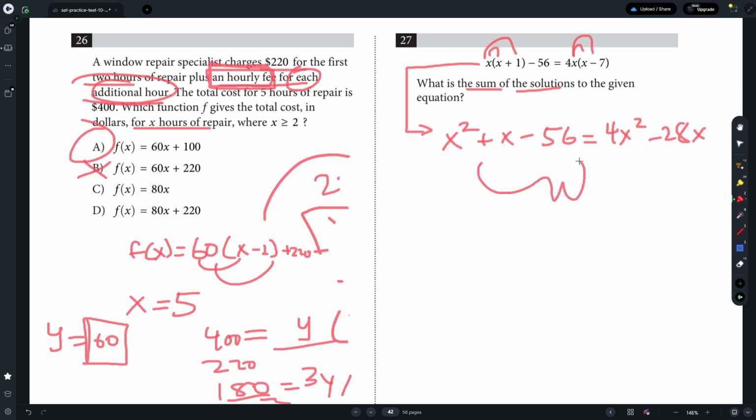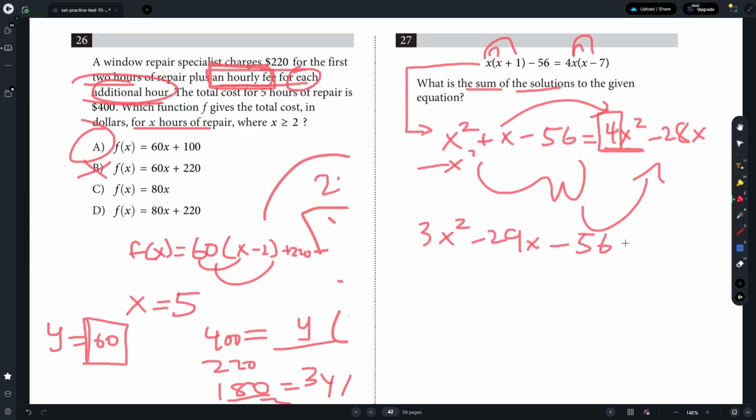Now let's move all this to the right side, because I want this x squared coefficient to be positive. So let's do minus x squared, which is 3x squared, minus x, which is negative 29x, minus 56 equals 0. Oh, sorry, it's plus 56 because you're actually adding 56 to the side. So it's actually plus 56, and this is your quadratic equation.